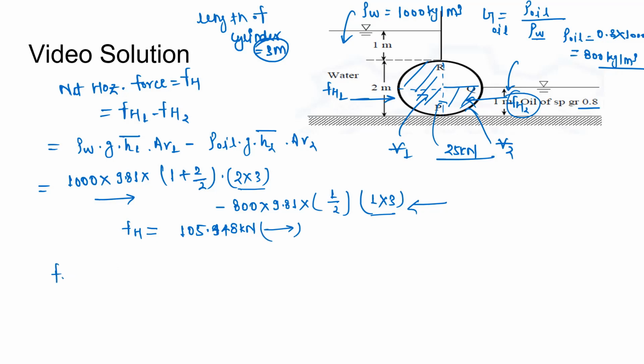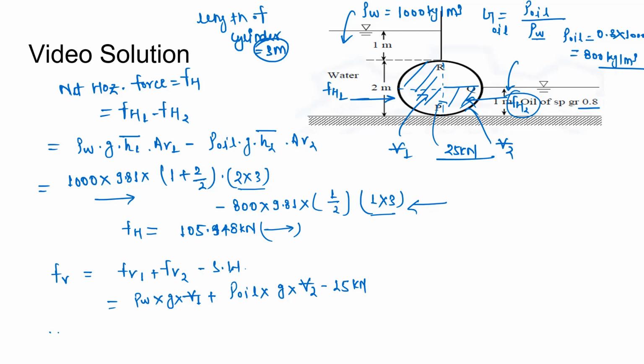Now coming to net vertical force, that is FV, that will be FV1 plus FV2 minus self weight of the cylinder. FV1 will be rho W into G into volume 1 plus rho of oil into G into volume 2 minus 25 kilonewton.